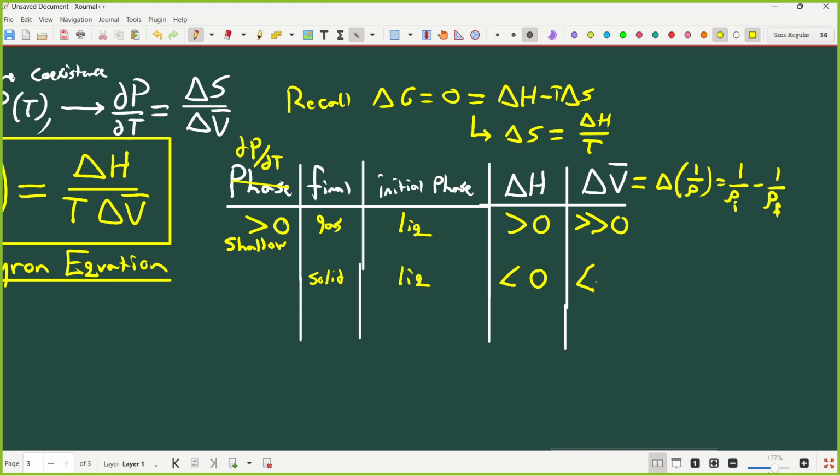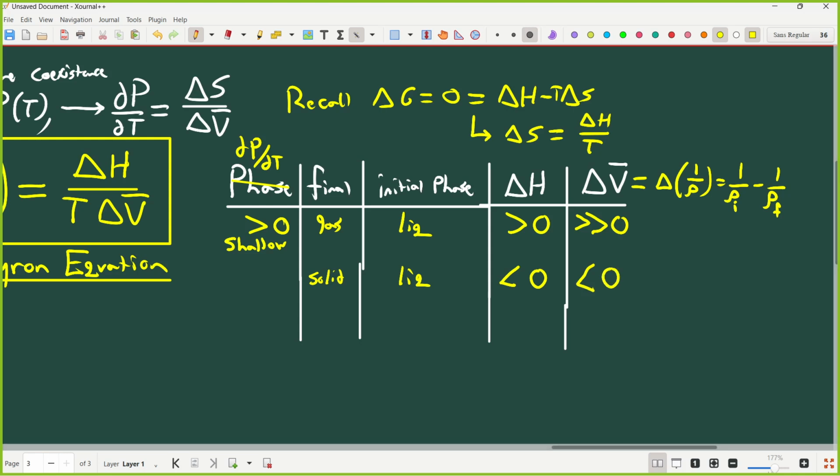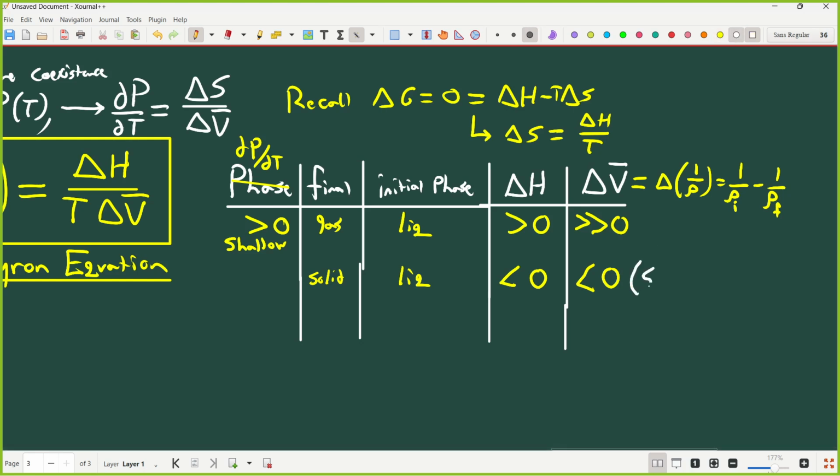But what does this assume? What have I assumed here? I've assumed that the solid is more dense than the liquid. Does anyone know of an exception to this rule? Exactly.